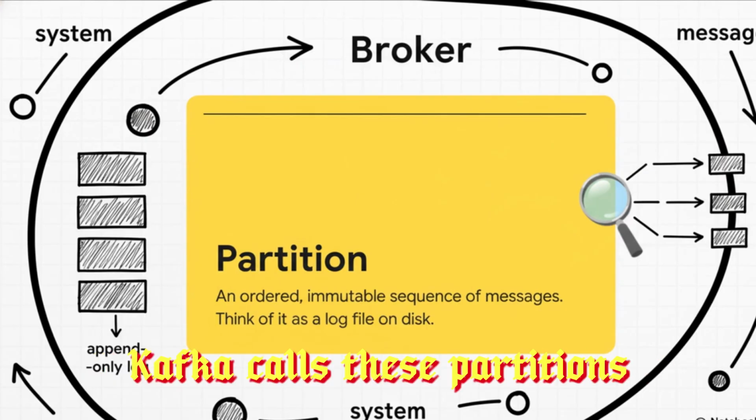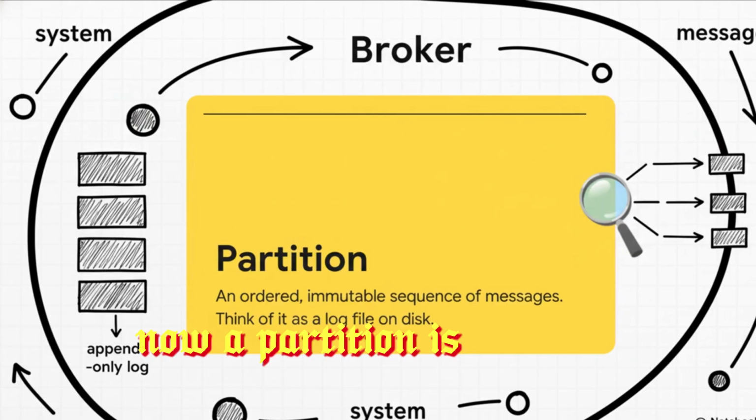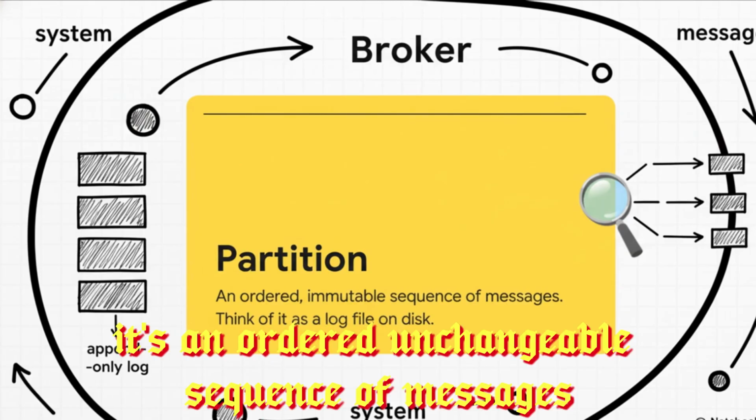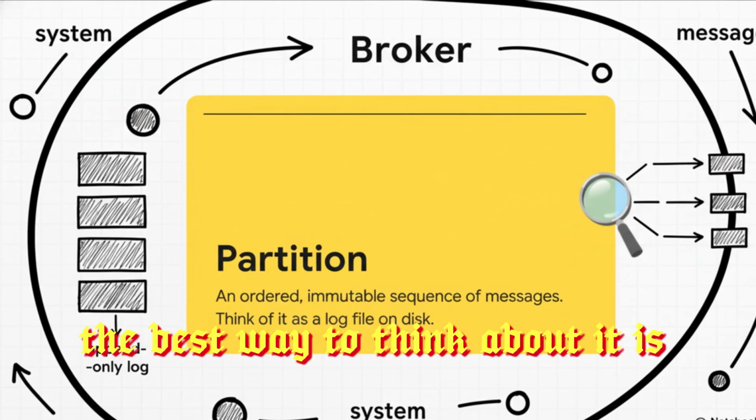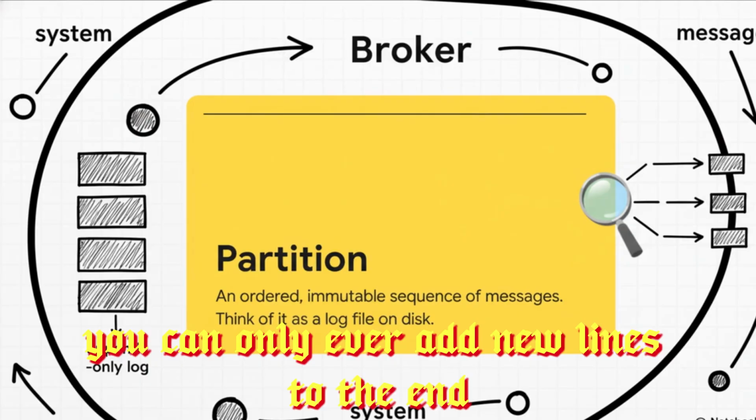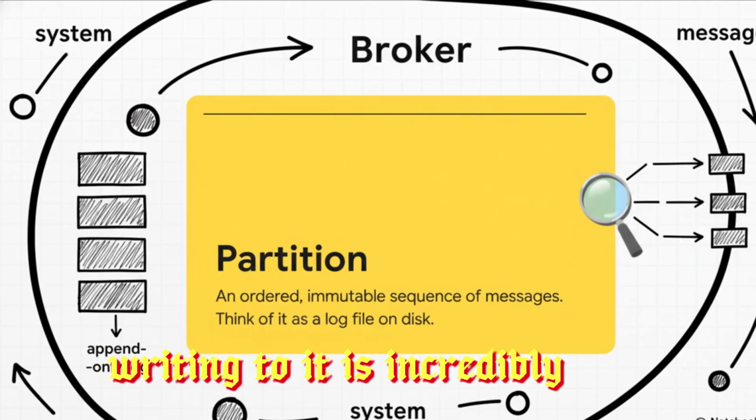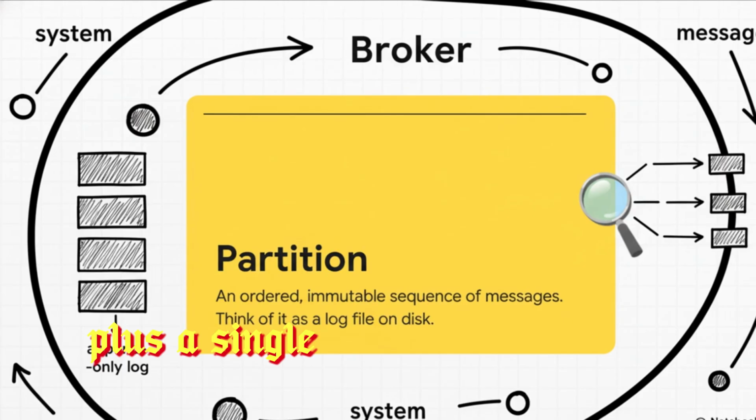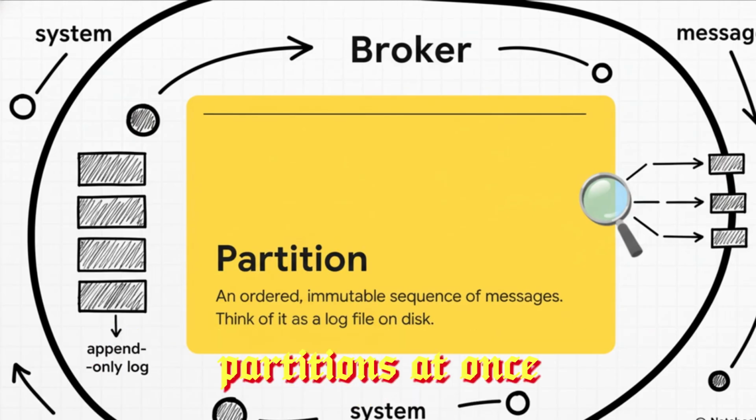And what about the queues that those brokers were holding? Kafka calls these partitions. Now, a partition is a super important concept. It's an ordered, unchangeable sequence of messages. The best way to think about it is like a log file on your computer. You can only ever add new lines to the end. And because it's so simple, writing to it is incredibly fast. Plus, a single broker can handle tons of these partitions at once.